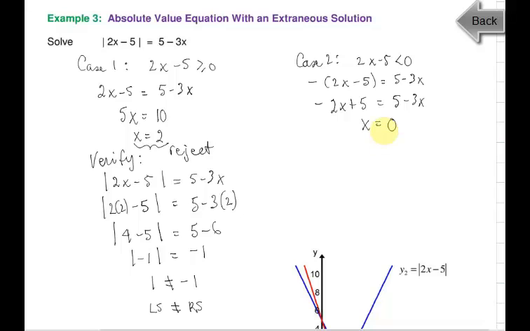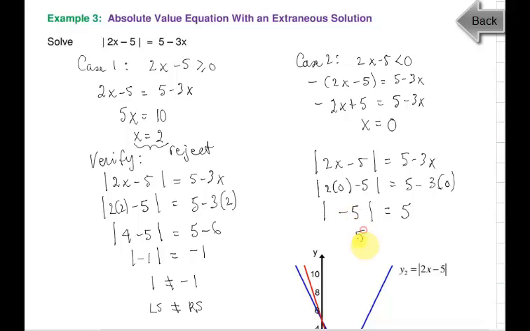Okay, so let's verify where x equals 0 back into the original equation. So write that out. Substitute in 0 for x. Simplify inside the absolute value sign. You have 2 times 0 is 0, 0 minus 5 is negative 5. And on the right we have 5 minus 3 times 0, so 3 times 0 is 0, so 5 minus 0 is 5. The absolute value of negative 5 is 5, and so 5 does equal 5, so the left side equals the right side.